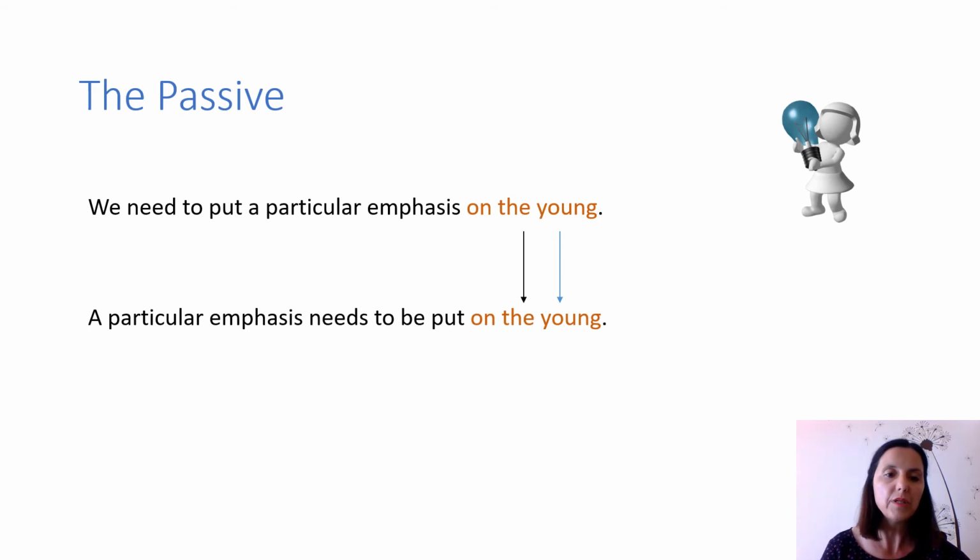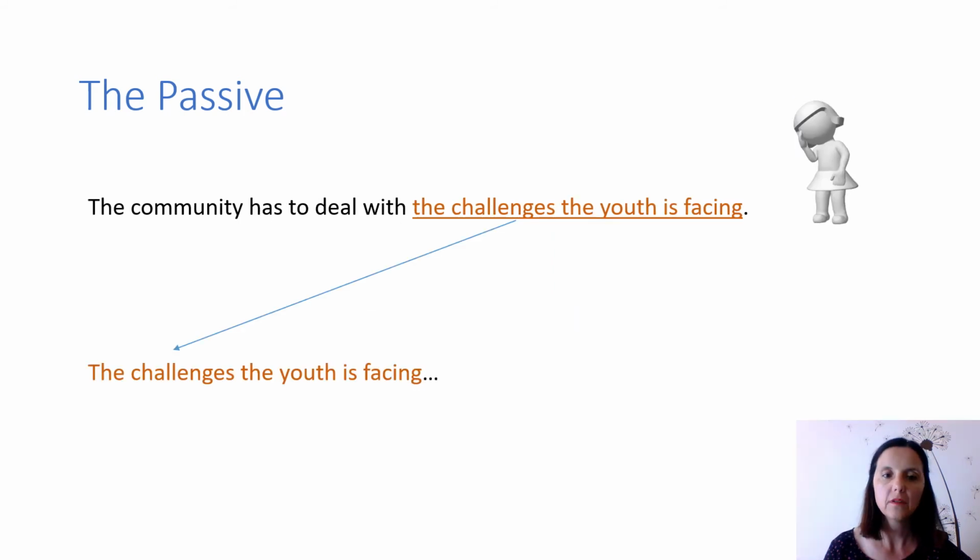So the sentence we need to put the particular emphasis on the young can be transformed into a passive sentence. A particular emphasis needs to be put on the young. The second sentence was, the community has to deal with the challenges the youth is facing. First, let us move the object, the challenges the youth is facing, to the beginning of the passive sentence.